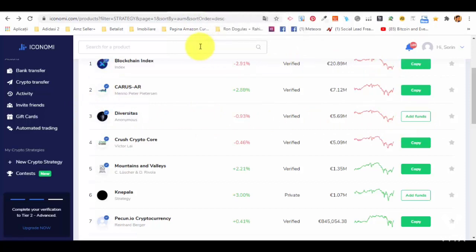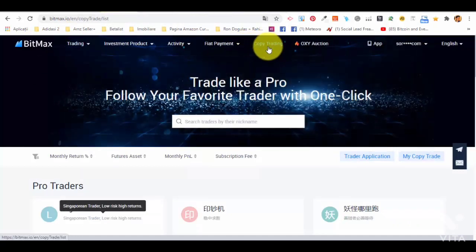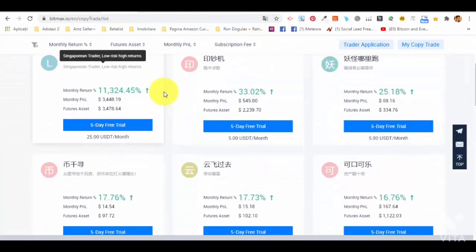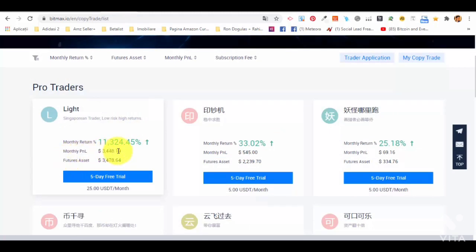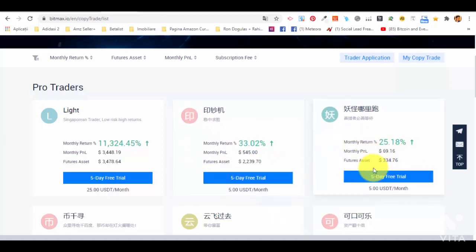Now, another platform where you can copy traders is BitMax. Okay, you see the option here, copy trading, and if we scroll down, you can see exactly the traders that you can copy at the moment.